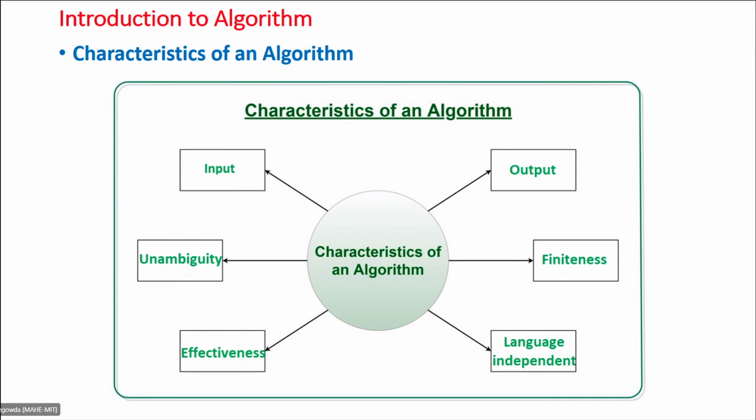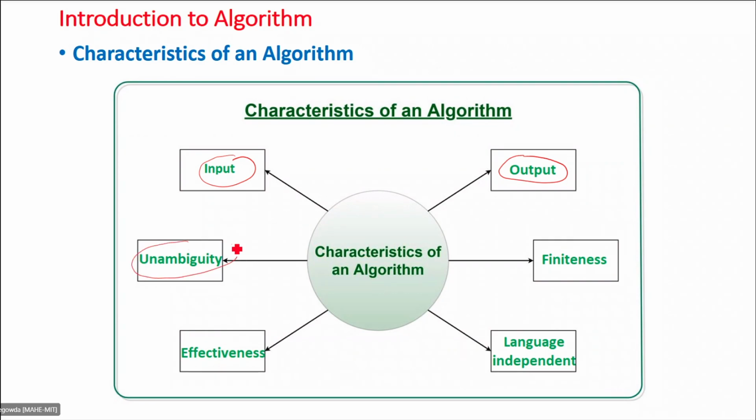Some of the characteristics of an algorithm are shown here. The first characteristic is input. An algorithm has some input values. We can pass zero or more input values to an algorithm, and the input should be well defined for any given algorithm. The second one is output. The algorithm can produce one or more outputs at its completion. Again, the output for the given algorithm should also be well defined.